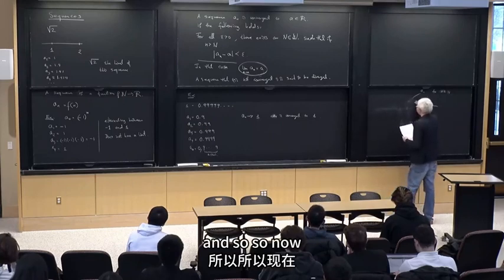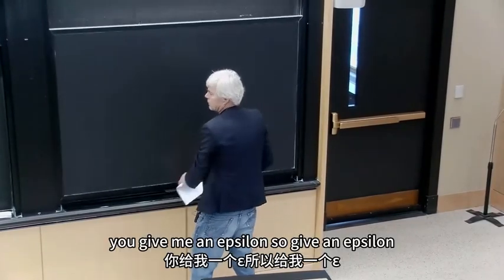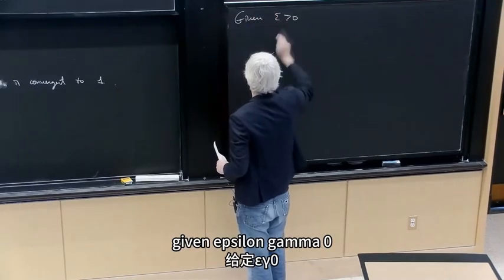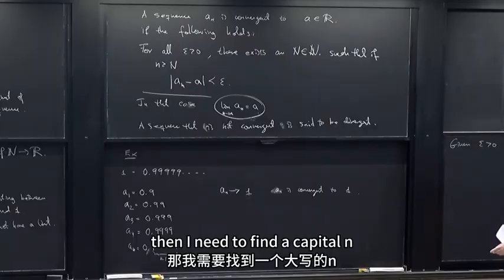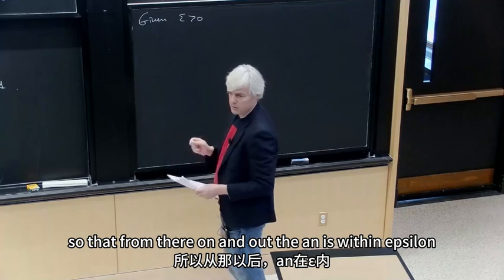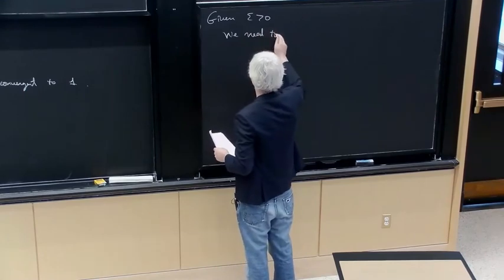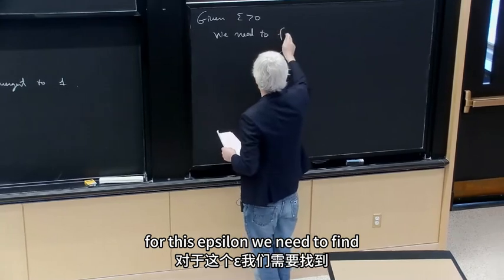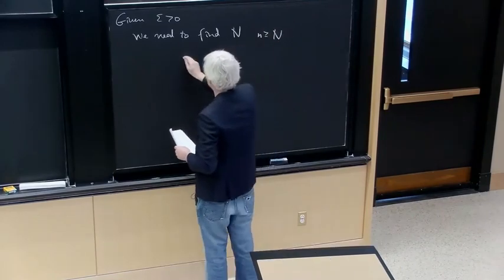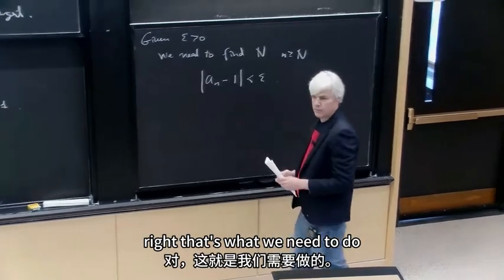And so now, of course, you give me an epsilon. So given epsilon greater than 0, I need to find a capital N so that from there on and out, the An is within epsilon. So for this epsilon, we need to find capital N, so that if little n is bigger than this capital N, then |An minus 1| is less than epsilon. Right? That's what we need to do.